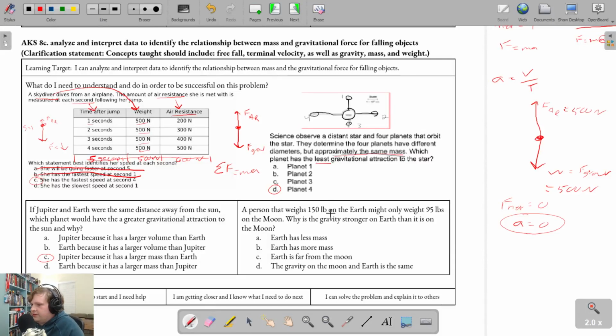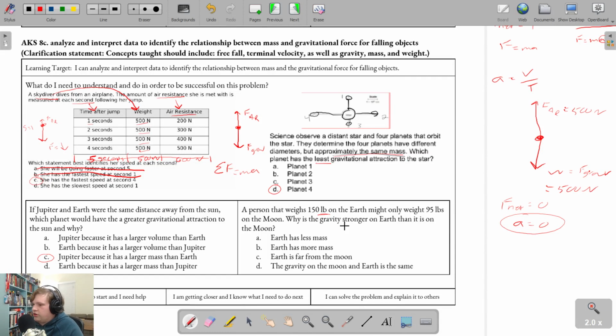A person that weighs 150 pounds on Earth might only weigh 95 pounds on the moon. Why is gravity stronger on Earth than it is on the moon? Now, fun fact, tangent, remember, pounds are a unit of weight. That means pounds are a unit of force. Pounds per square inch, PSI, you might hear that. That is a unit of force. It is not a unit of mass. So we're looking at our force. Well, weight, force. Makes sense.